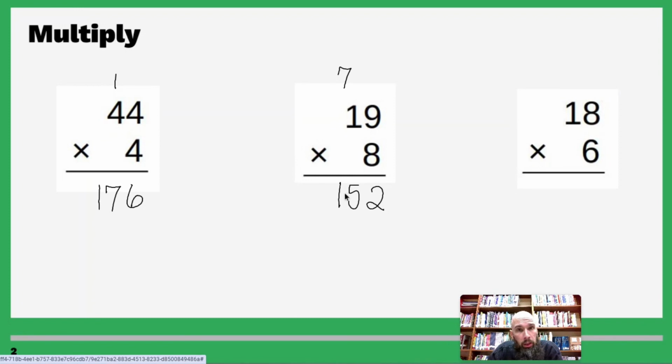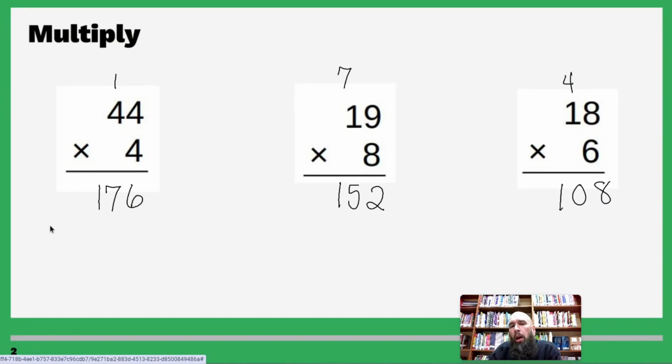Okay, let's do it again. Go to the ones digit. 6 times 8 is 48. So you write out the 8, the ones digit, and carry the 4. 6 times 1 is 6. 6 plus 4 is 10. Write out the 10. The answer is 108.